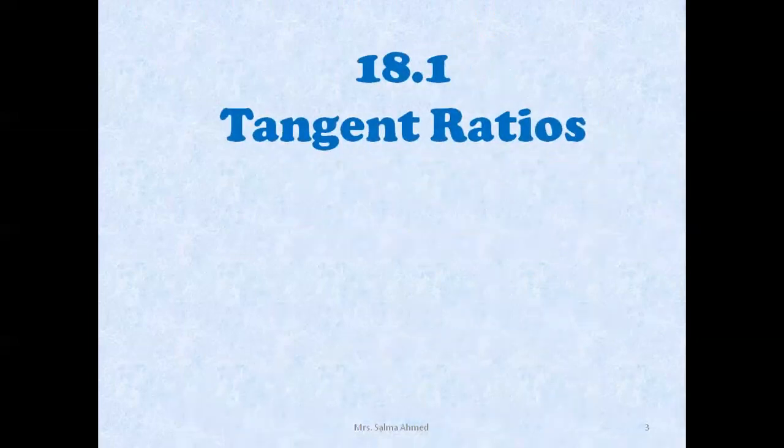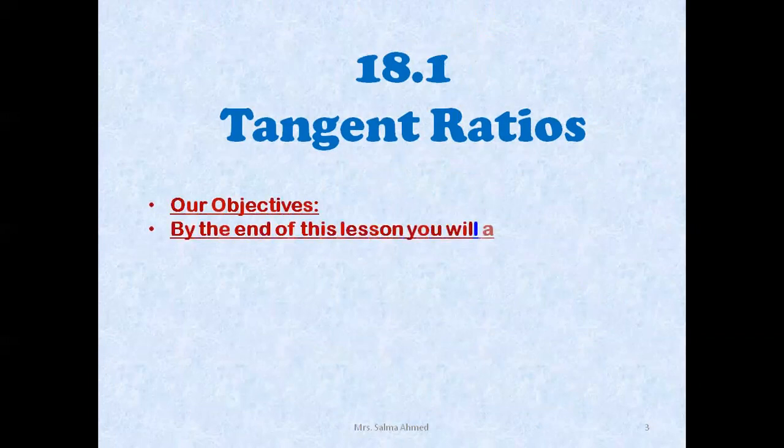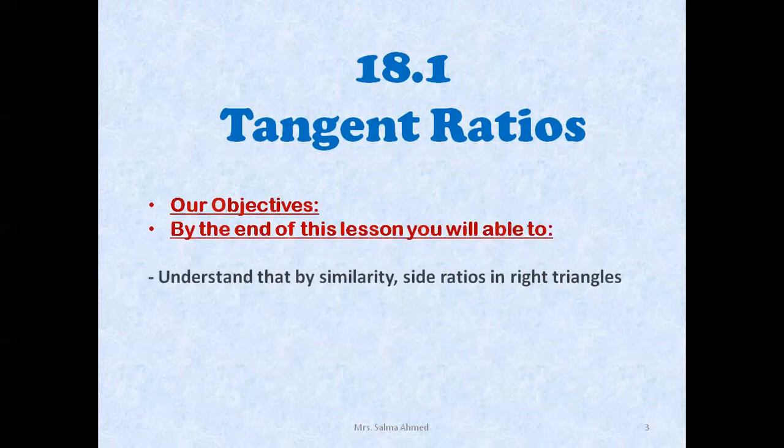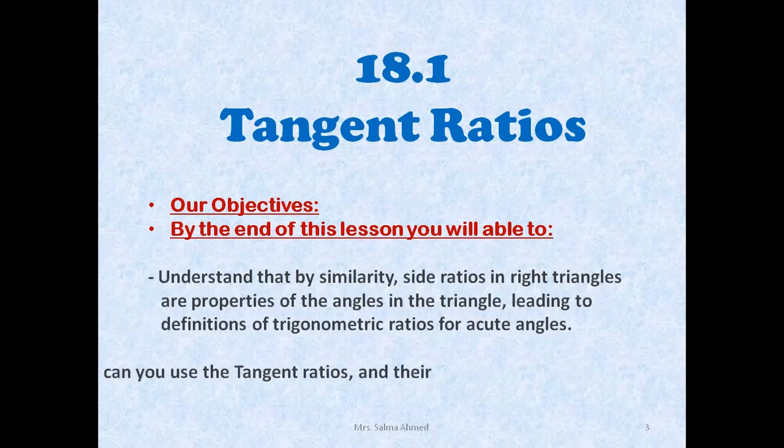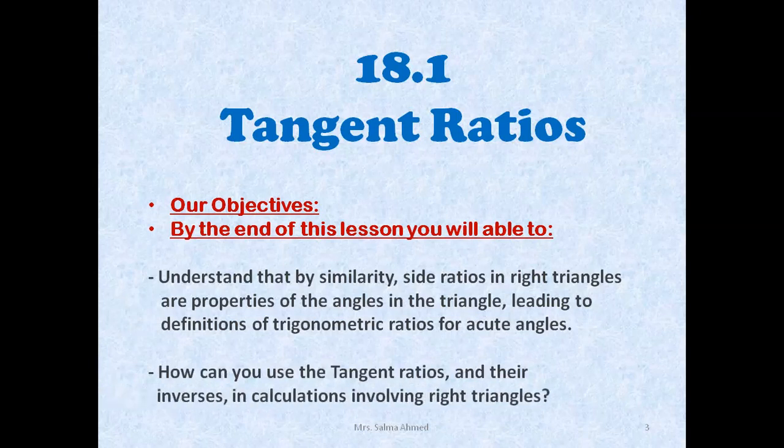We are going to have 18.1 tangent ratios. So we are going to read our objective together. Understand that by similarity, side ratios in right triangles are properties of the angles in the triangle, leading to the definitions of trigonometric ratios for acute angles. So how can we use the tangent ratio and its inverse in calculations involving right triangles?